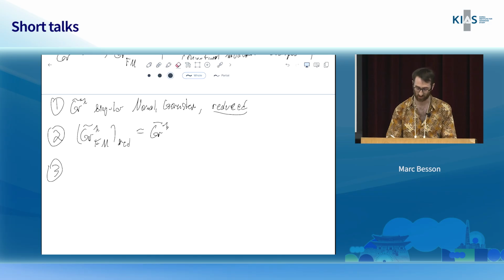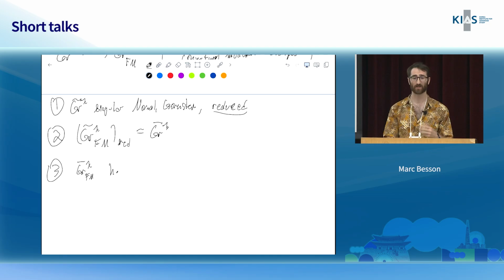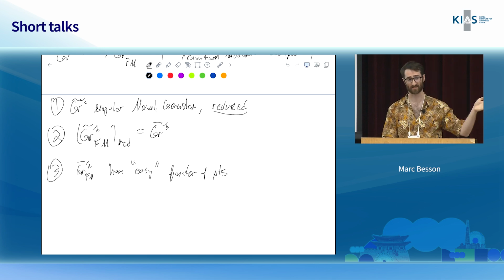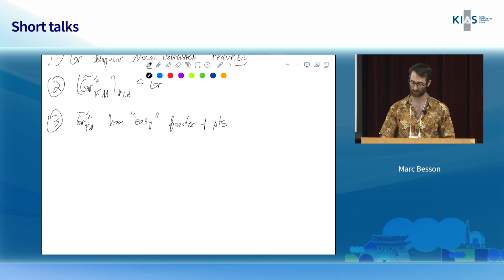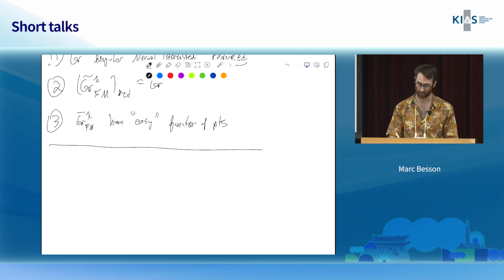And as the name would suggest, the Finkelberg-Mirkovic Schubert schemes have a very nice, easy functor of points, basically given by R-lattices, compatible families of R-lattices inside finite dimensional representations of G tensored over formal Laurent series over R. I won't write the full definition here for lack of time.